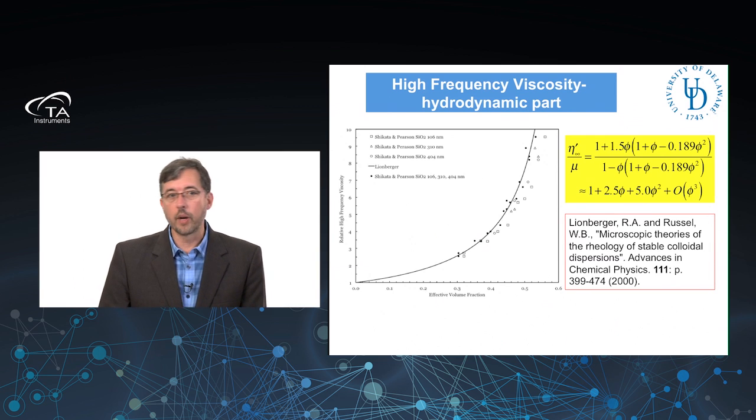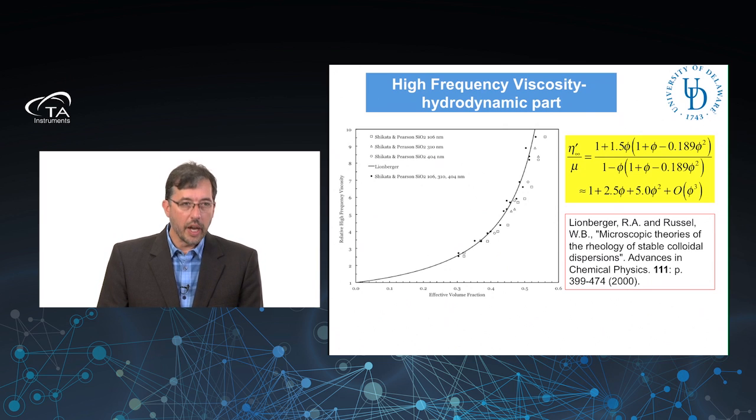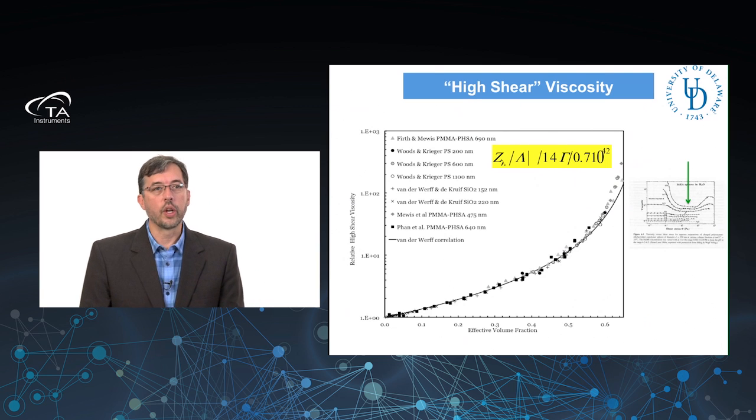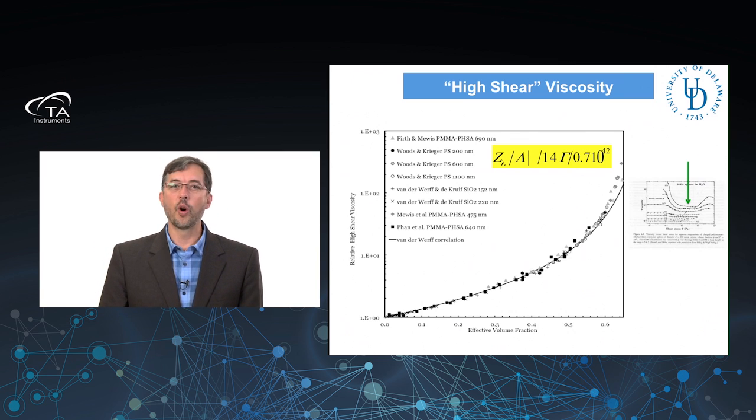This is the work of Rob Leinenberger and Bill Russell, published in around 2000 in the article that's referenced there. You can see experimental data and the theoretical line, the correlative line shown in the yellow box, which accurately describes the hydrodynamic contributions to the viscosity, again, the low shear viscosity of colloidal suspensions. Good.